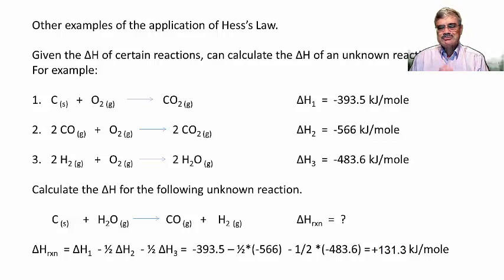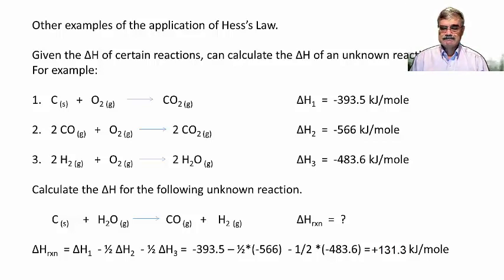That's where the minus 1/2 of reaction 3 comes in. It has to be in reverse, minus, and I have to cut the stoichiometry in half because in my unknown reaction, I only need 1 water vapor molecule, and in reaction 3, I have 2. So minus 1/2 of reaction 3. Now keep trusting.